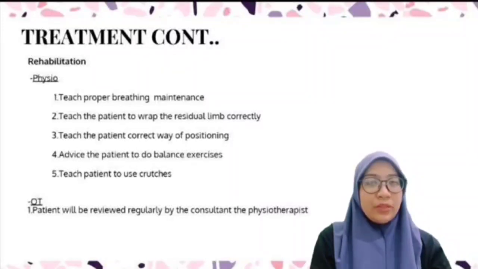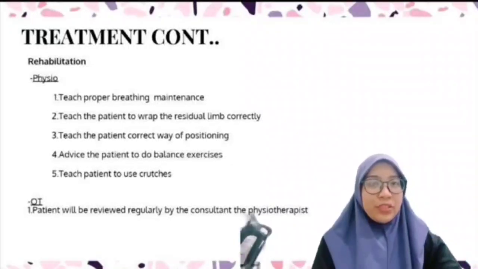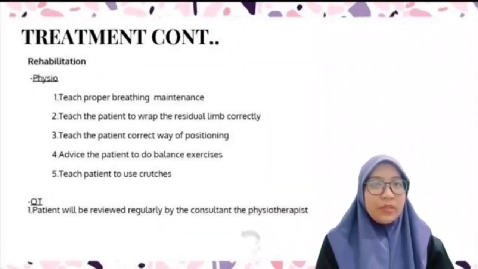Today I'm going to present about treatment of amputation for rehabilitation. Physiotherapy: first, teach proper breathing maintenance. Number 2, teach the patient to wrap the residual limb correctly. Number 3, teach the patient the correct way of positioning. Number 4, advise the patient to do balance exercise. And the last one, teach the patient to use crutches. And for occupational therapy, the patient will be reviewed regularly by the consultants and the physiotherapist.